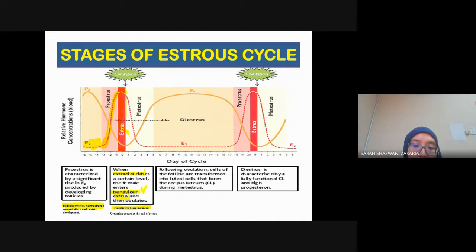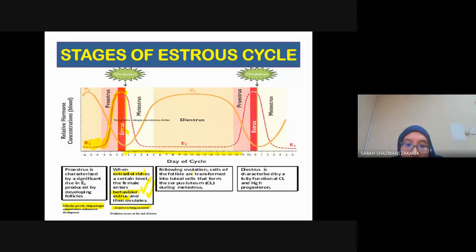When we detect the on heat behavior in a female, then we say that is day one. Day one of when we detect that behavior, then the cycle starts. 1, 2, 3, 4, 5, 6. Okay, so that's how we count the estrous cycle day.